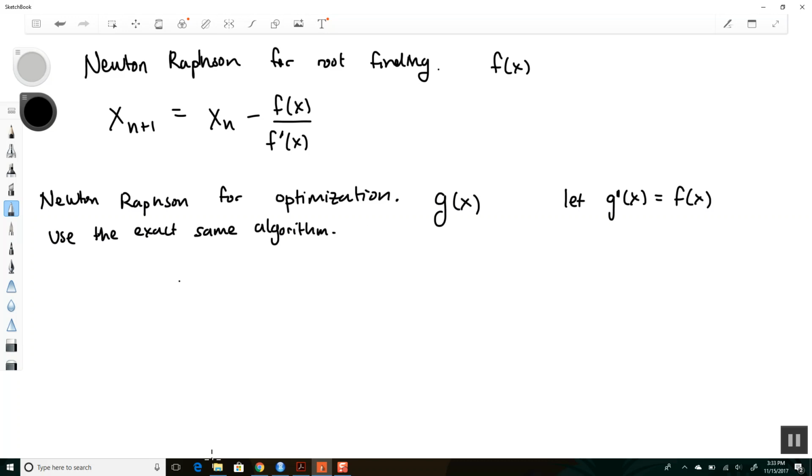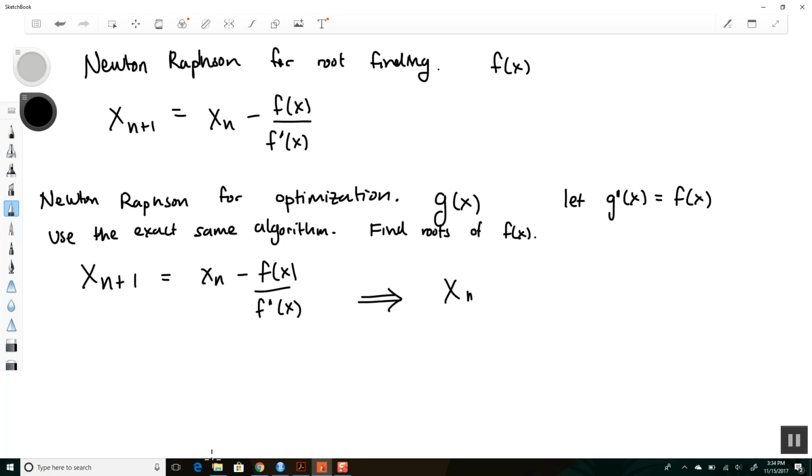So if g prime of x is equal to f of x, then all we have to do is find the roots of f of x. Okay, so we have x n plus 1 is equal to x n minus f of x over f prime of x. Okay, or in terms of g, x n plus 1 is equal to x n minus g prime of x divided by what? G double prime of x. And that's exactly all you do.